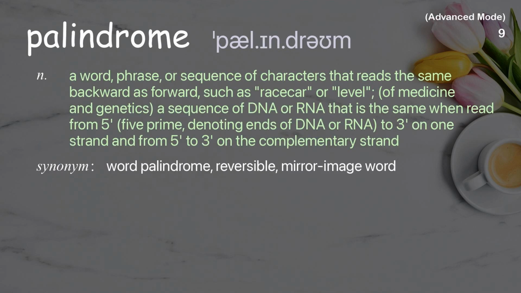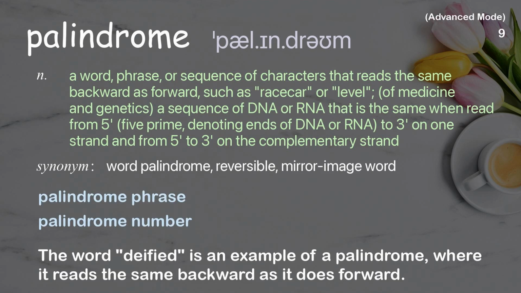Palindrome. A word, phrase, or sequence of characters that reads the same backward as forward, such as race, scar, or level. In medicine and genetics, a sequence of DNA or RNA that is the same when read from 5' to 3' on one strand and from 5' to 3' on the complementary strand. Examples: Palindrome phrase. Palindrome number. The word deified is an example of a palindrome, where it reads the same backward as it does forward.